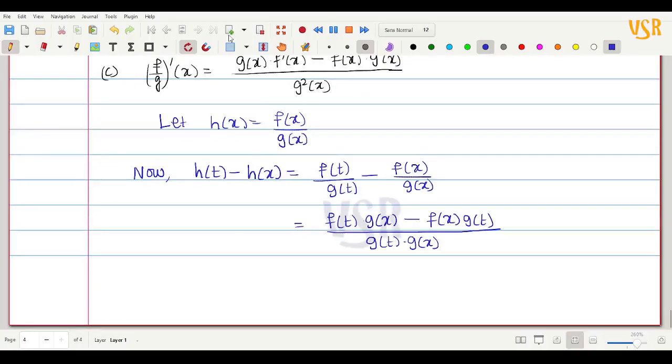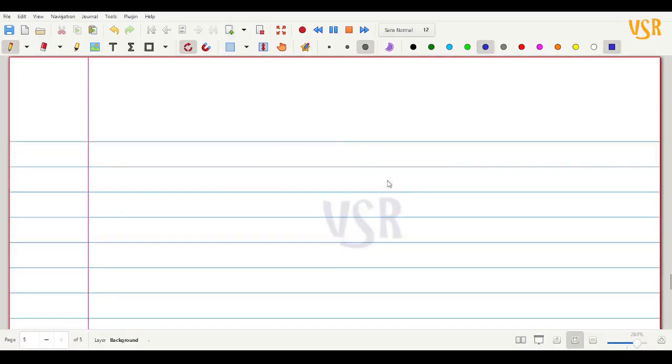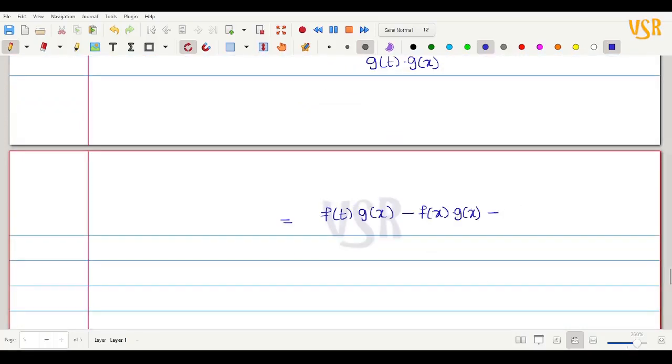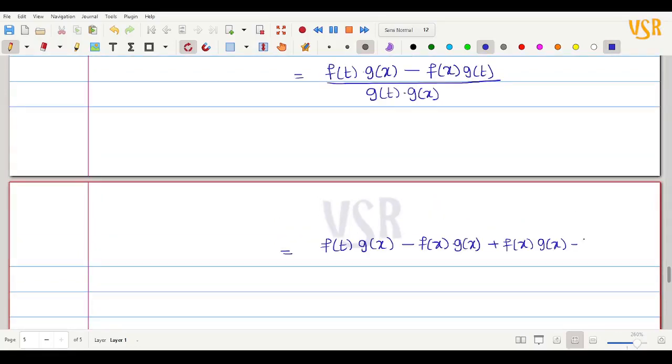Okay, I'll take the next page. The next page is not coming. So now what I do is add and subtract some terms; there is nothing else, I just add one term and subtract one. So this is equal to, keeping this as it is, f(t) g(x) minus f(x) g(x). Since I subtracted this, I must add it back, so plus f(x) g(x), and minus what remains, f(x) g(t). The whole thing is divided by g(t) g(x).